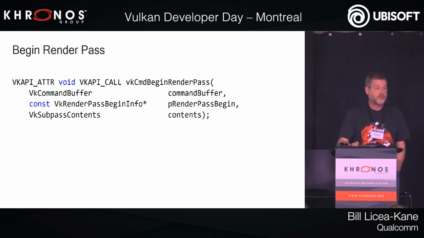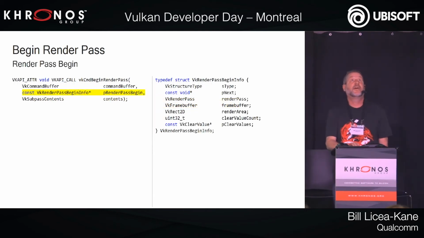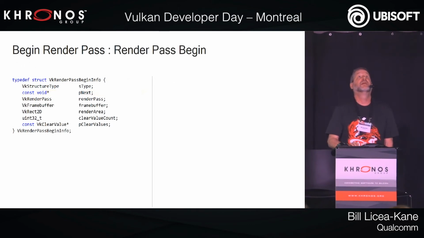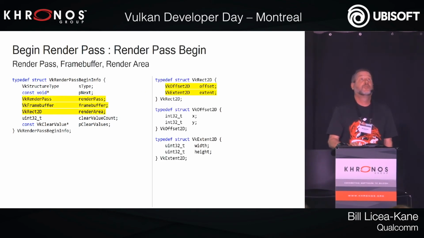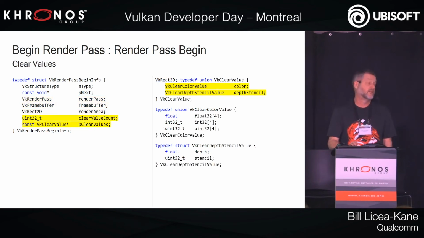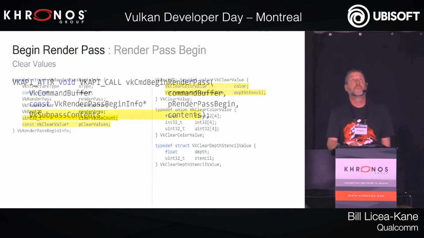And now we finally get around to, during the command buffer building, you're going to actually begin the render pass. Begin, pass in the render pass begin info, and we're going to pass in the render pass object that we've created, the frame buffer object that we created, a render area, which is just some subset of the frame buffer that we're going to be rendering to in this render pass, and then the clear values that go along with that.